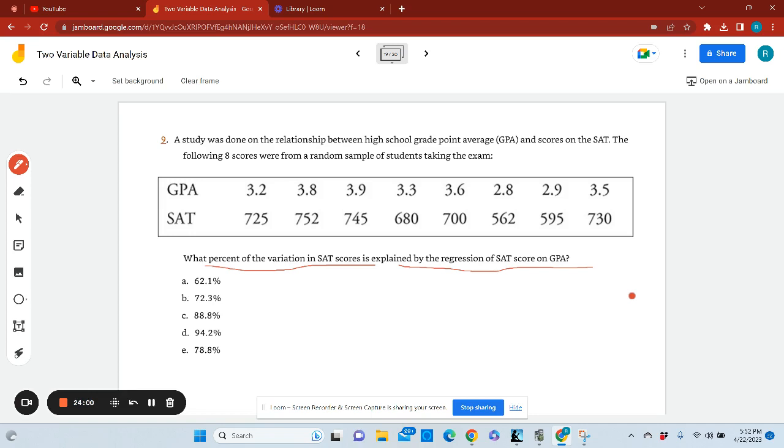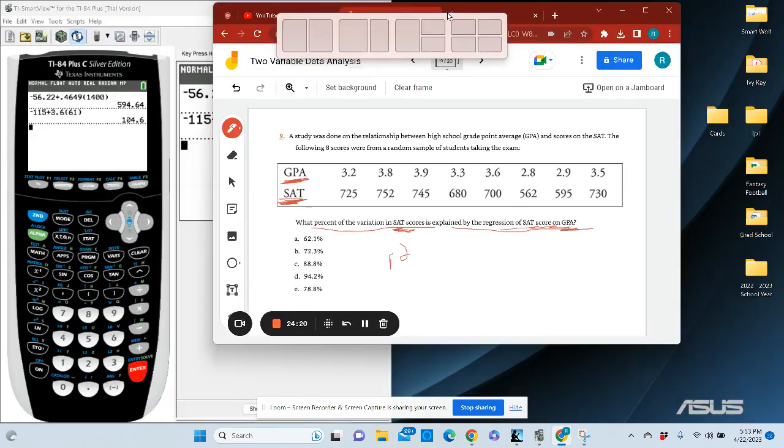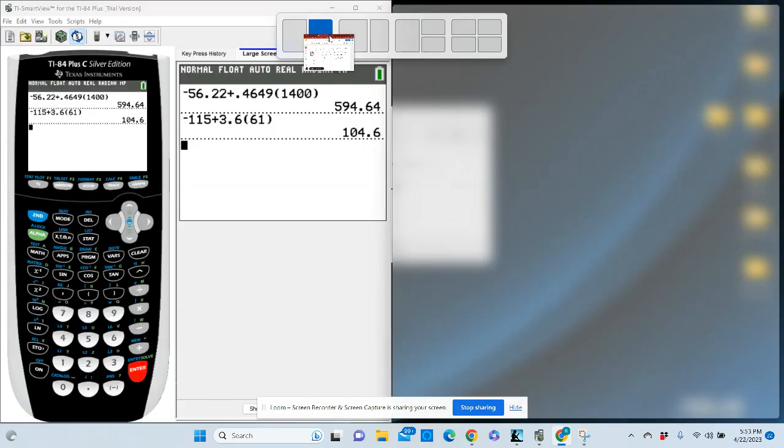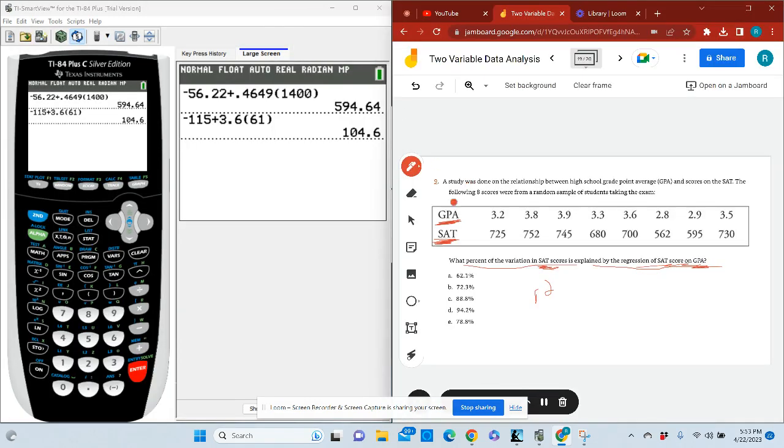So basically, whenever you see what percentage of variation in the y variable can be explained by the x variable, right? What percentage of variation in SAT scores can be explained by my GPA? They're asking me for R squared. Okay, so you guys can bear with me here. I'm going to plug these numbers in live, and we're going to calculate R squared together, right?